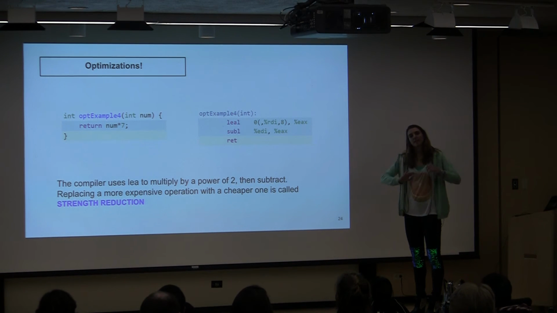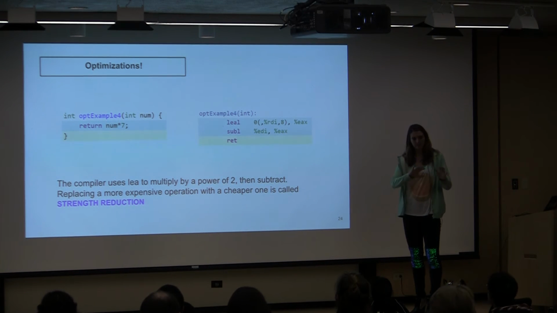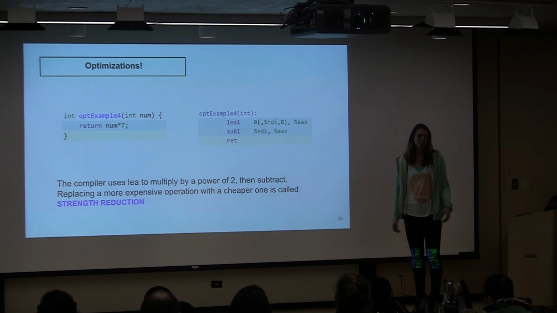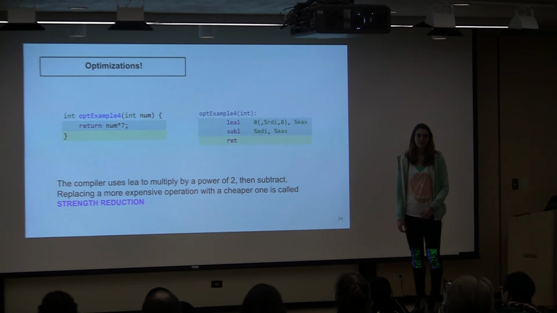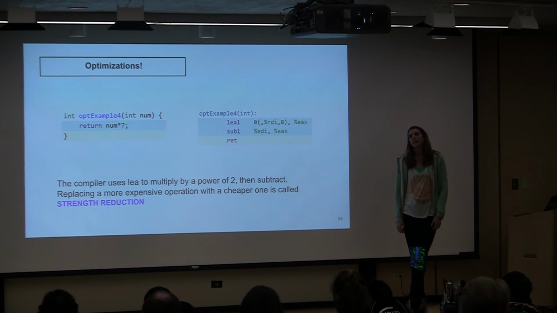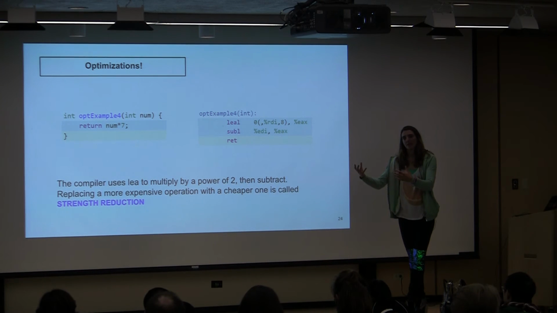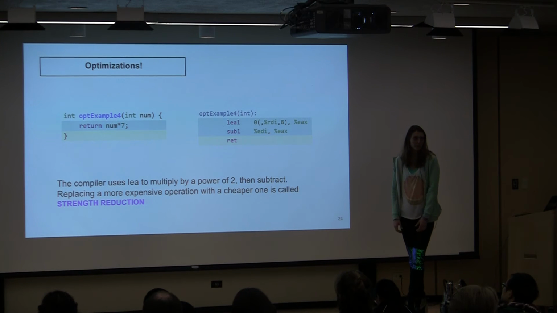So when you see division or multiplication get turned into like two additions, or multiply by a power of 2 and subtract or something like that, taking a more expensive operation and making it into a couple less expensive operations.